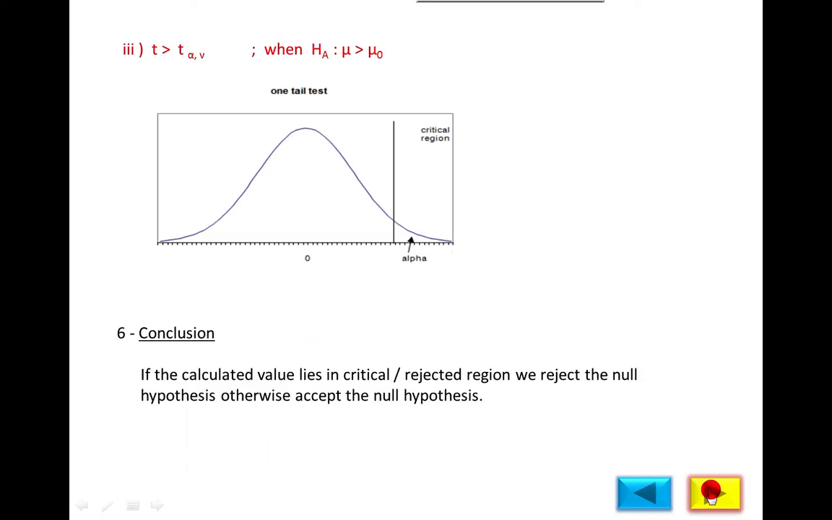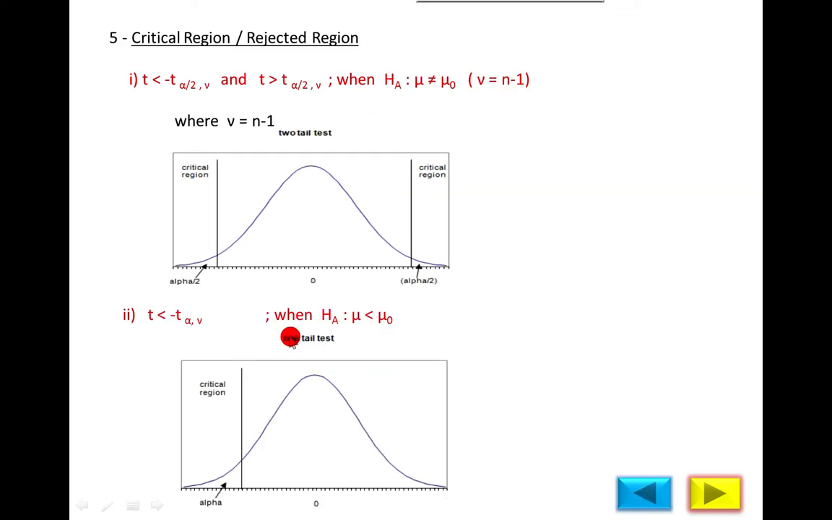Third option: this notation may be more than, the value will be positive, and we will write the positive value on the right hand side and check whether the calculated value is greater than the table value. If so, it lies in the rejected region or critical region. So this notation represents the area of the critical region. If the t value is less than the table value, instead of more than, it lies in this area and we will accept the null hypothesis. So this is called a one tail test, and this is called a two tail test.